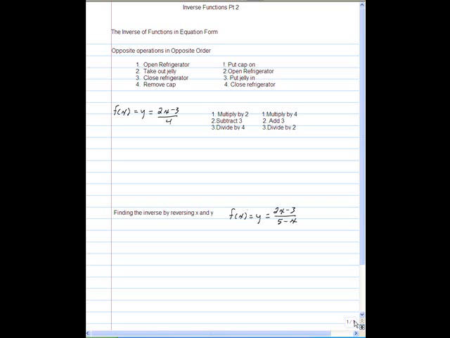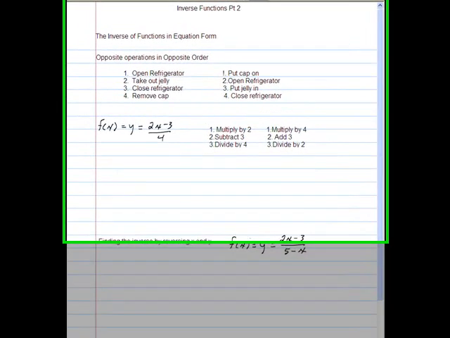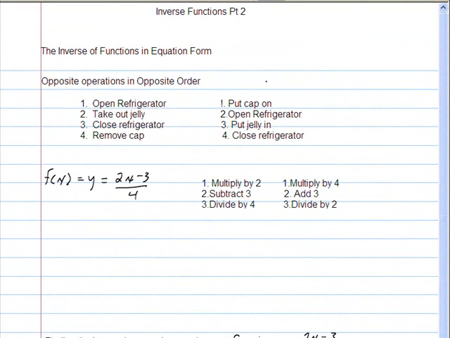Welcome to the second part of our inverse functions podcast. In the first part, we looked at inverting functions when they were in an ordered pair form and at inverting a function when it was in its graphical form. In this podcast, we look at the third form of a function, the equation form, and we see can we form an inverse when functions are given in equation form.